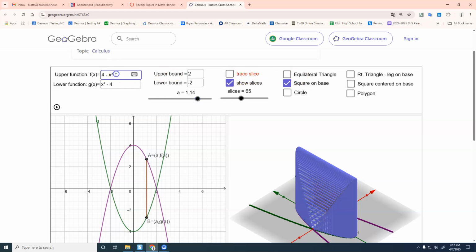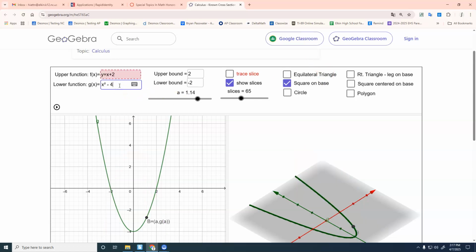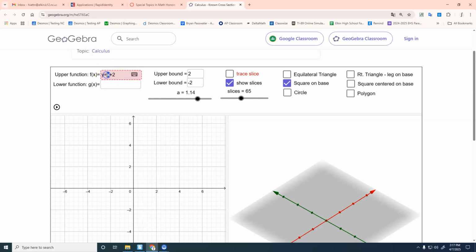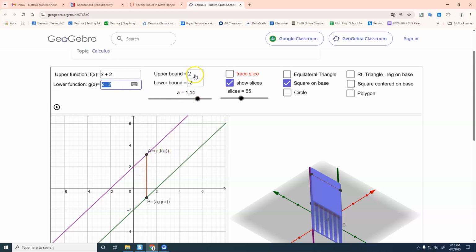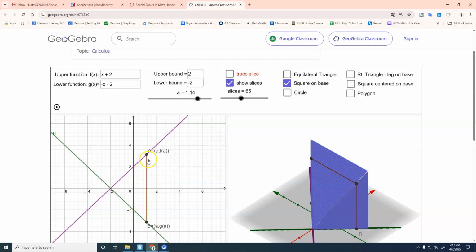Let me do a different function. Let's say we've got y equals x plus 2. Why is that not graphing it? Oh, because I don't put the y equals. I just need x plus 2. Then I've got negative x minus 2. And let's say that we again just want to go from -2 to 2.